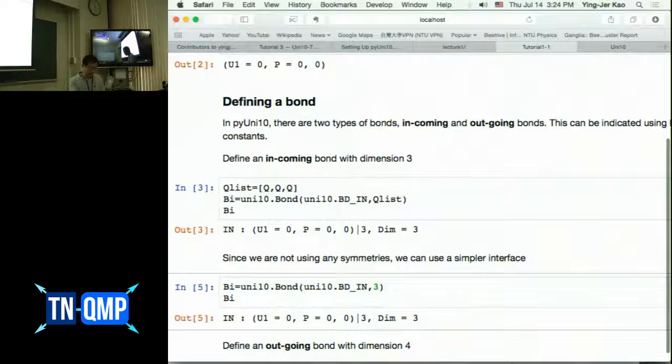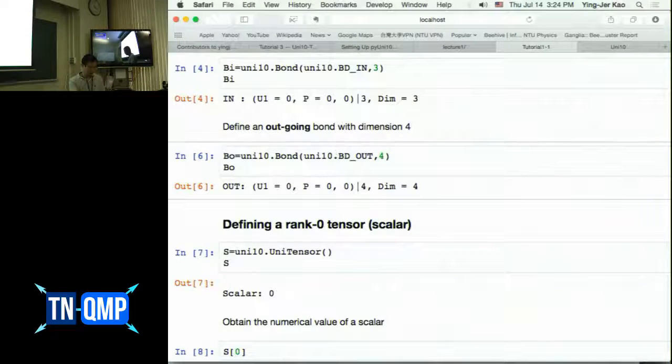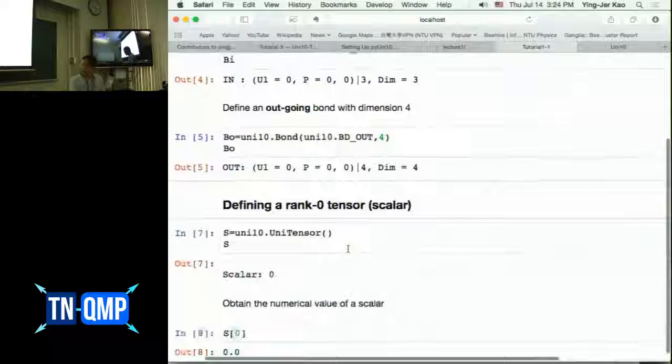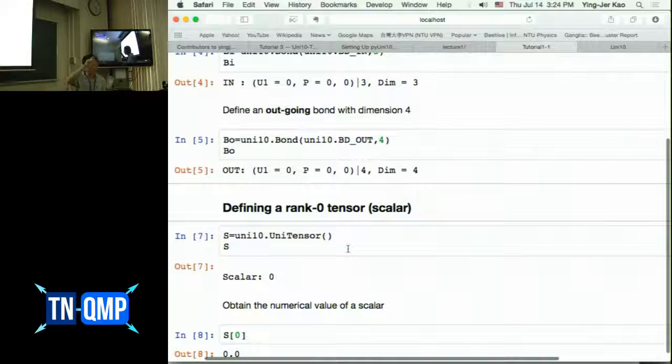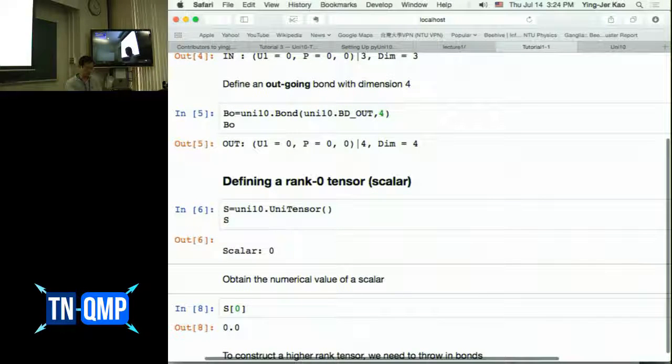So we can just say I define a dimension 3 bound, and then I do the same thing. Okay, so now I have bounds, right? I define the states I want to carry on each bound. So I can use these bounds to define a tensor. If there's no bound information, this just means it's a scalar. So this gives you a scalar.